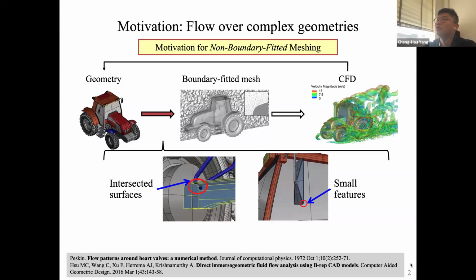So why do we want to use the non-boundary fitting method? This is the scenario. We want to use a non-boundary fitting meshing, which is really good for these kinds of simulations. For example, if we have the CAD geometry, based on the geometry we create the boundary fitting mesh around it, and then we perform the CFD simulations. However, the process from the geometry to the meshing is a time-consuming procedure.